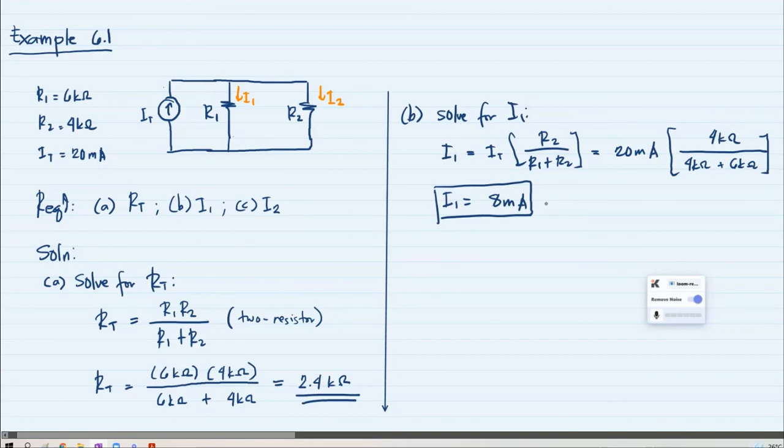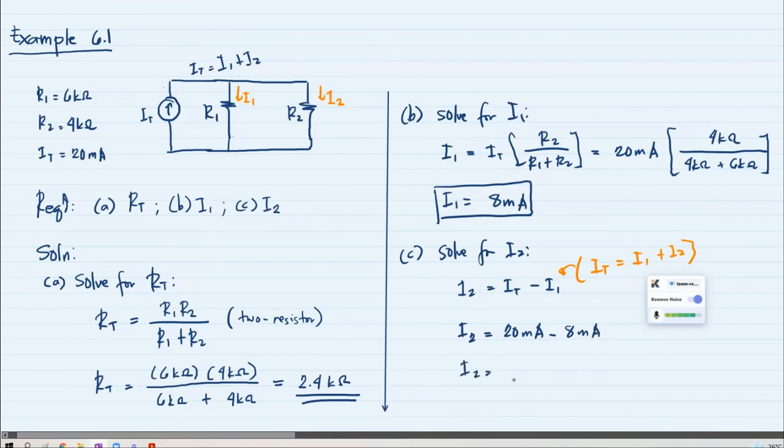For I2, you can also use the CDT. But since we already know that they are in parallel and our total current is 20 milliamps, we can just use the property that says IT is equal to I1 plus I2. Therefore, I2 is equal to IT minus I1. Just substitute the values, and we get I2 equal to 12 milliamps.